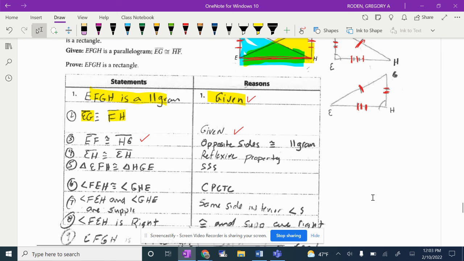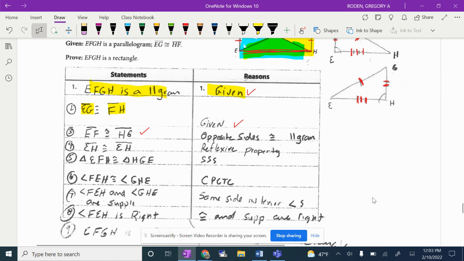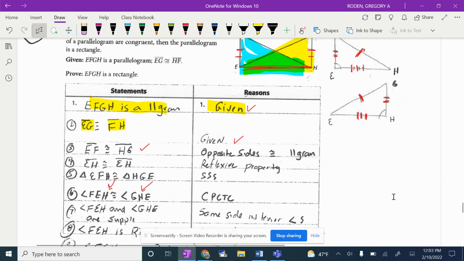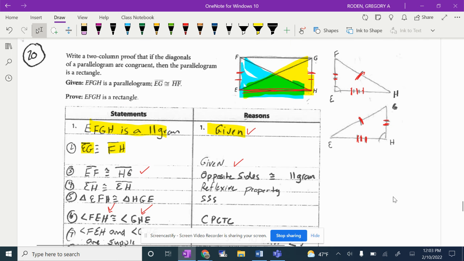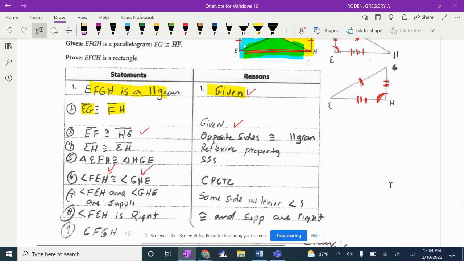Now, after that, I can say that angle FEH is congruent to angle GHE. And I can say that because of CPCTC. So FEH, this angle right here, is congruent to GHE. So I can say that those two angles are congruent to each other because of CPCTC. Now, here's where it gets a little interesting. Now I can say that FEH and GHE are supplementary because they're same side interior angles.